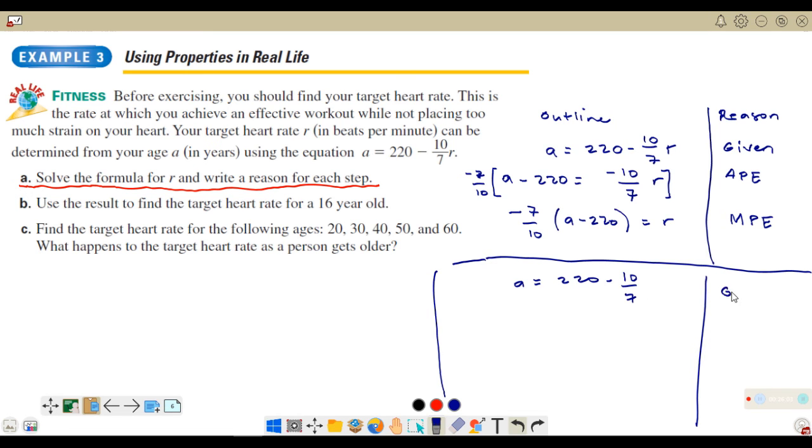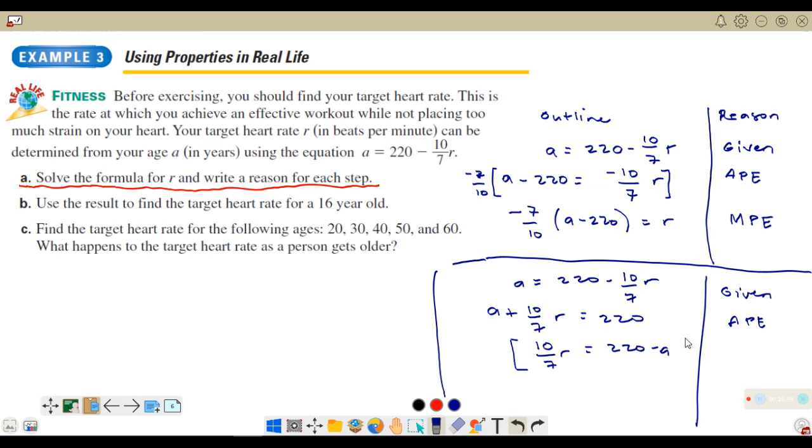Ang outline niya, syempre, starting with the given. But, instead of transferring 220, ang inilipat niya, si 10 over 7. So, we have A plus 10 over 7 R is equal to 220. Okay. Now, for this, we are going to get rid of A. Ito ay APE ha. Matitira ay si 10 over 7R is equal to 220 minus A.